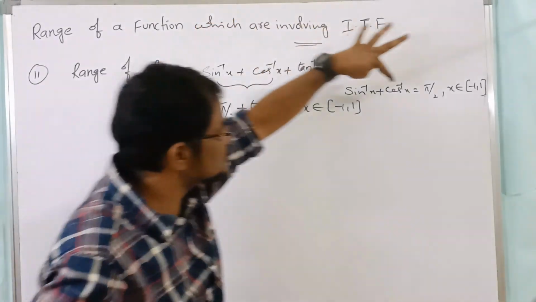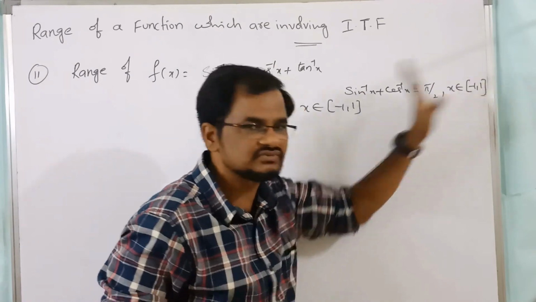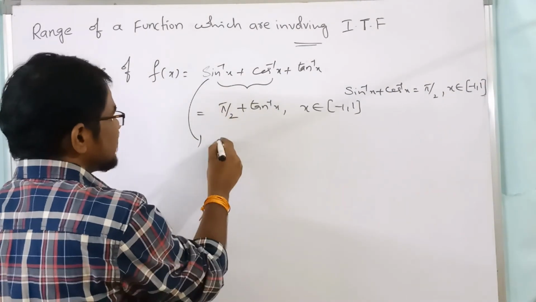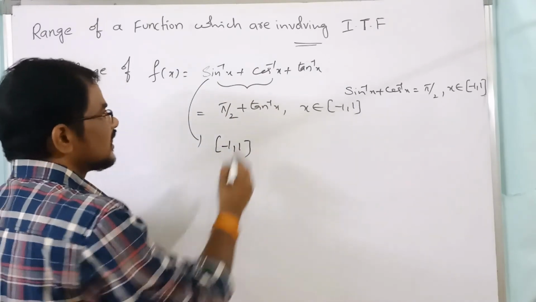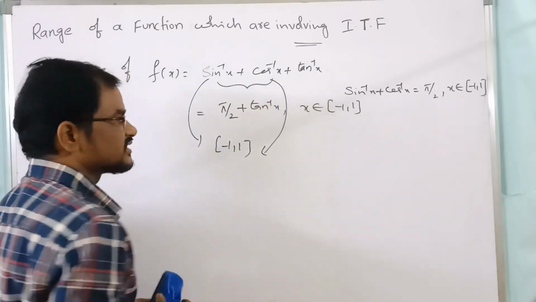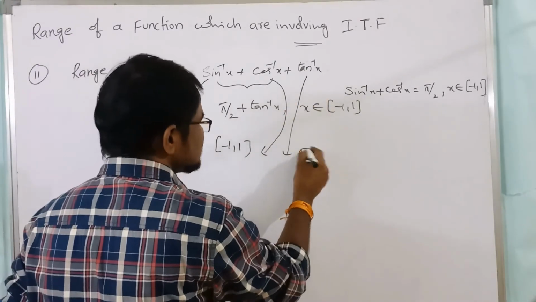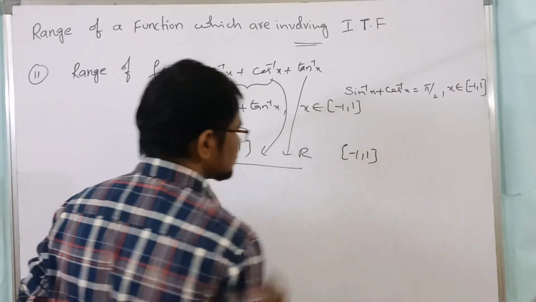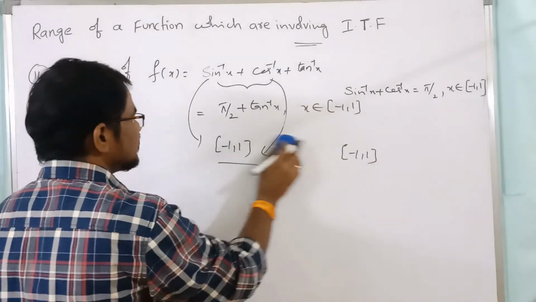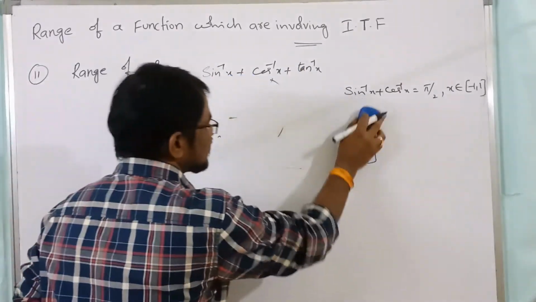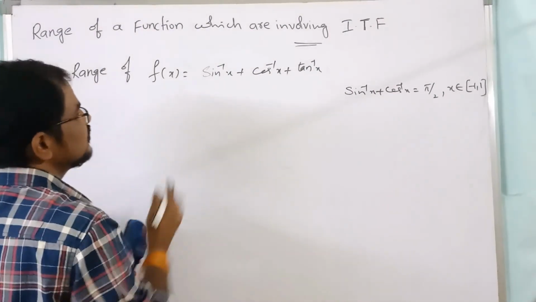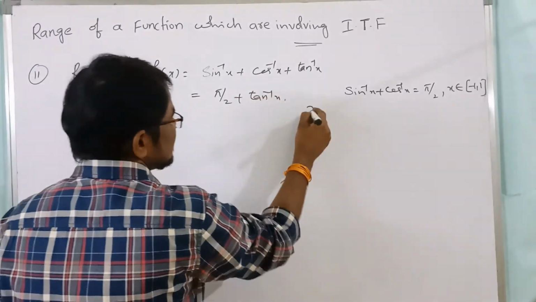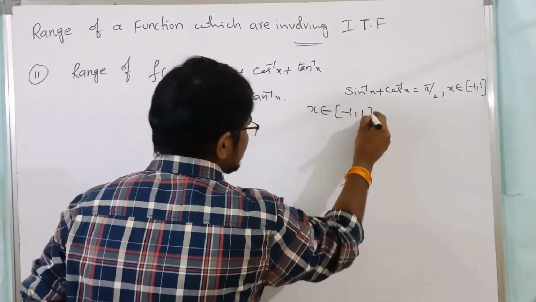The sum of sine inverse x and cos inverse x is equal to pi by 2 when x belongs to minus 1 to plus 1. Otherwise, see here, the domain of sine inverse x is minus 1 to 1, the domain of cos inverse x is also minus 1 to 1, and the domain of tan inverse x is real numbers. So the common domain is minus 1 to plus 1, right? So definitely we have to consider x belongs to minus 1 to plus 1 only. So that's why pi by 2 plus tan inverse x, where x belongs to closed interval minus 1 to 1.